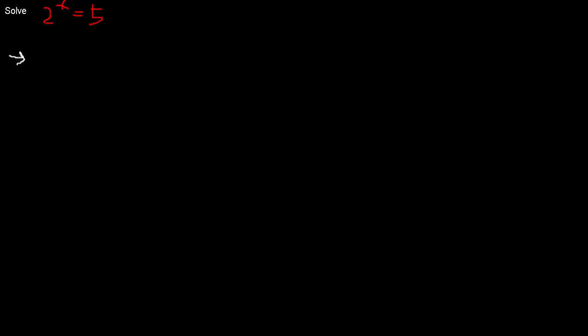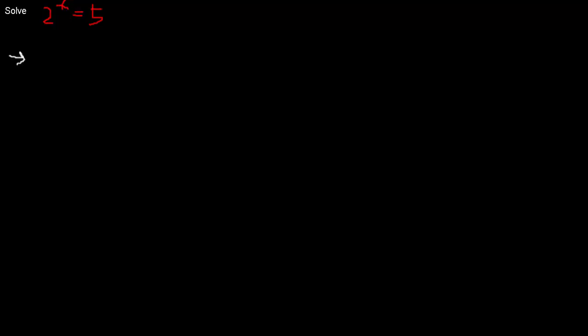So we're given that 2 to the power of x is going to equal 5. Well, you can't really do anything here. There's no common base. You can't find any common base using 2 and 5. There's no perfect common base, right? Well, we can use logarithms to solve it anyways. You can use logarithms to solve it, right?